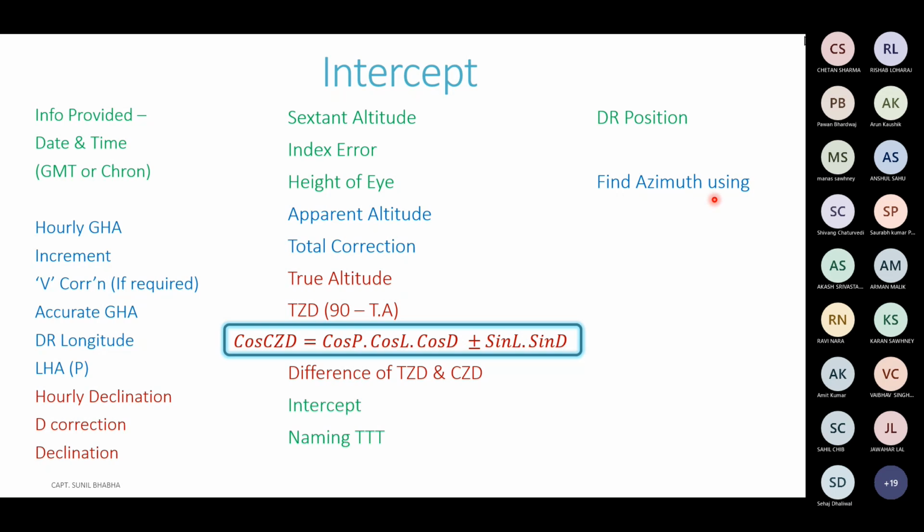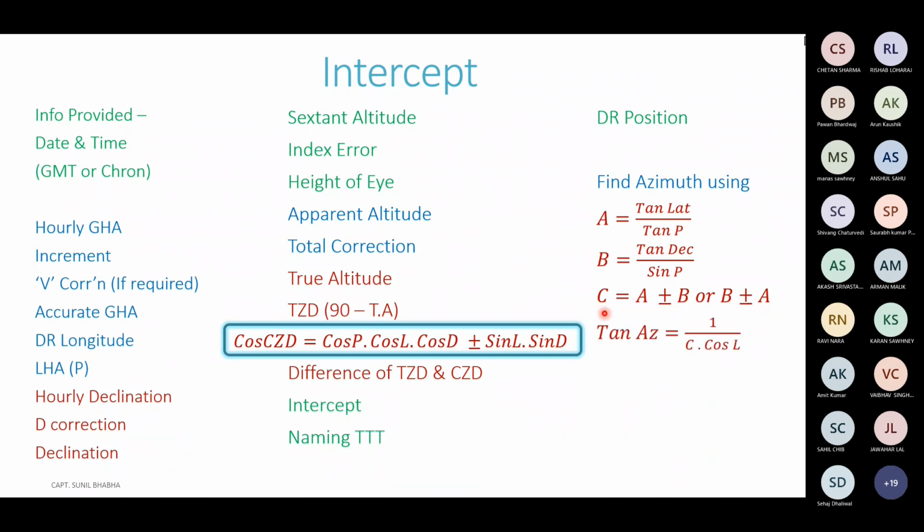Azimuth is found using the same ABC method. A is equal to tangent latitude upon tangent P, named opposite to latitude if P is less than 90, and named same as latitude if P is greater than 90. Then B is equal to tangent declination upon sine of P, named same as declination. And once these are obtained, combining them together, A plus minus B or B plus minus A will give you the value of C, which is used in this formula. Tan azimuth is equal to 1 by C into cos latitude, giving you the azimuth of the body.